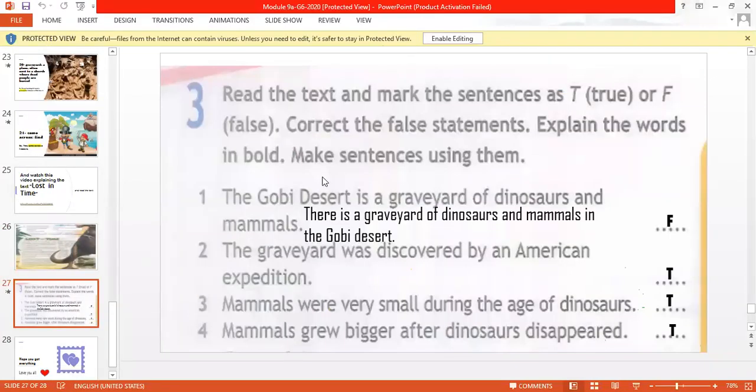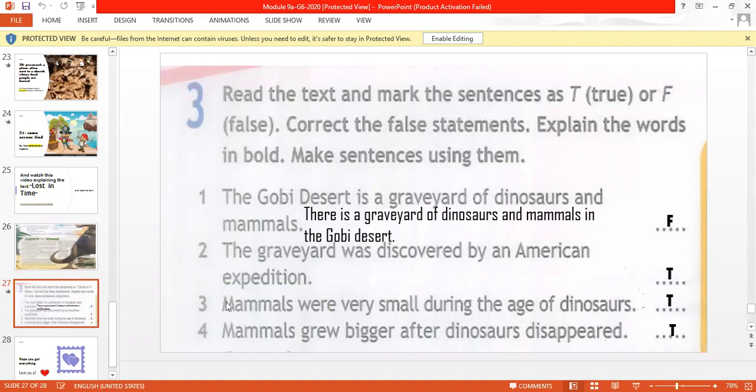Okay, grade 6, I have the answers here. Let's see these. This was exercise 3 in page 91. The Gobi Desert is a graveyard of dinosaurs and mammals. There was a graveyard for dinosaurs and mammals in the Gobi Desert. The graveyard was discovered by an American expedition. True, mammals were very small during the age of dinosaurs. True. Mammals grew bigger after dinosaurs disappeared. This is true because, as you can see, the elephants, the rhinos, and the whales are very big in front of us. But in the time of dinosaurs, imagine they were very small.